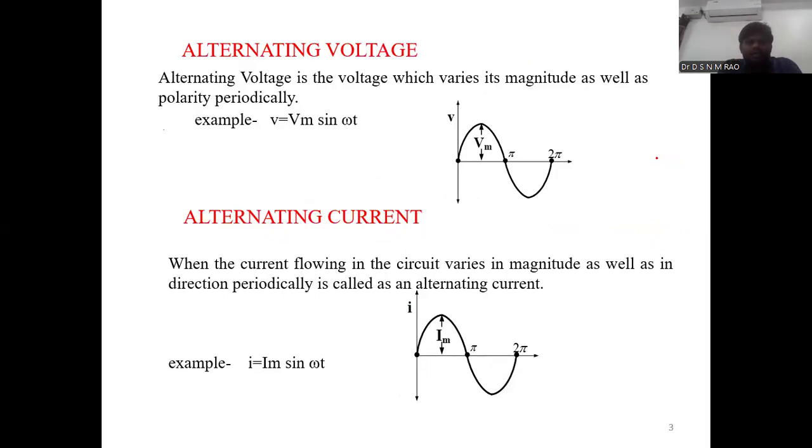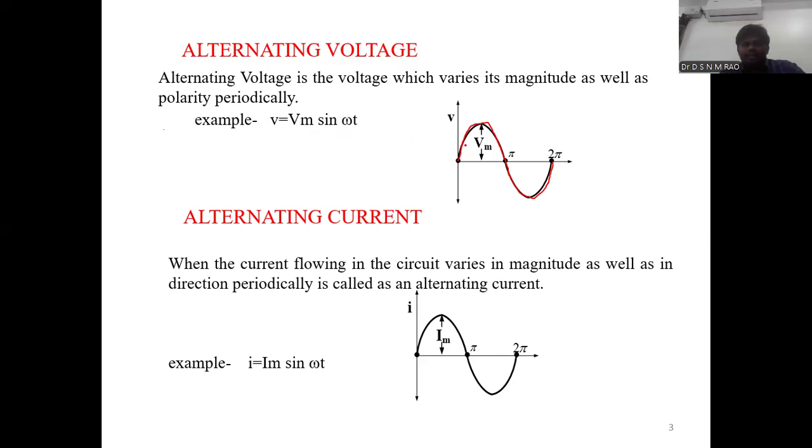First definition is alternating voltage. What is AC voltage? AC voltage is the voltage which varies its magnitude as well as polarity periodically, at regular intervals of time. AC voltage is represented by small v equals Vm sin omega t. Why? Because an AC signal is always represented with a sine wave. It is sinusoidally varying. This is the AC voltage.